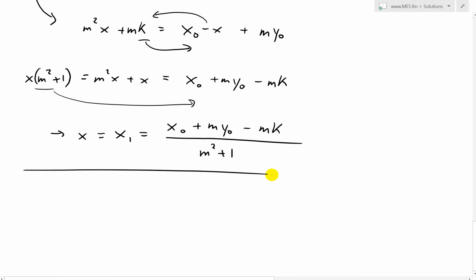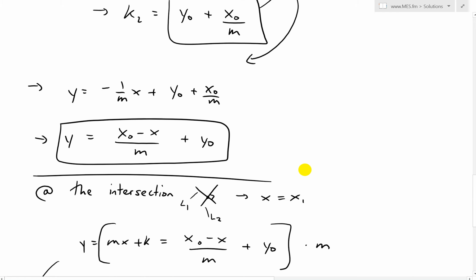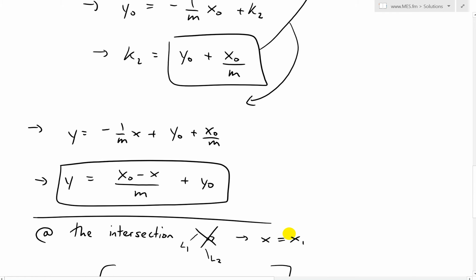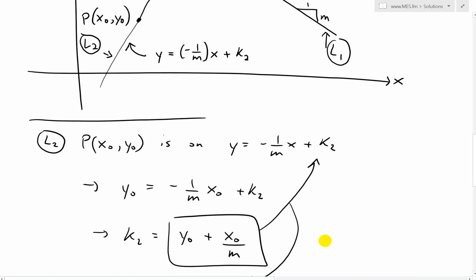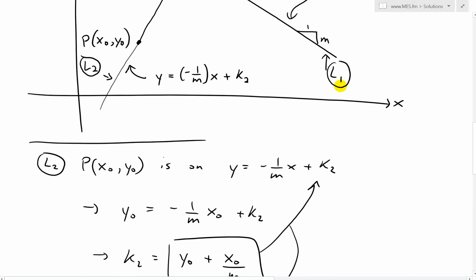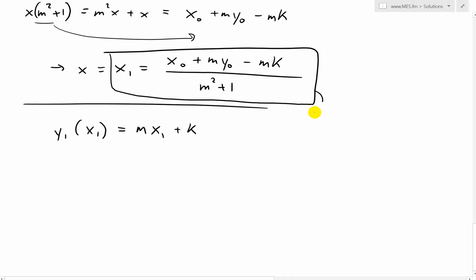And now to get the y point of it, that's just y1, or y of x1. Well, you just plug into the formula. You can plug in for either. I'm going to pick this one right here, y equals mx plus k, since it's simpler. So we have y equals m x1 plus k. And now the x1 is over here. I'll circle this whole thing, and we can throw that inside there.